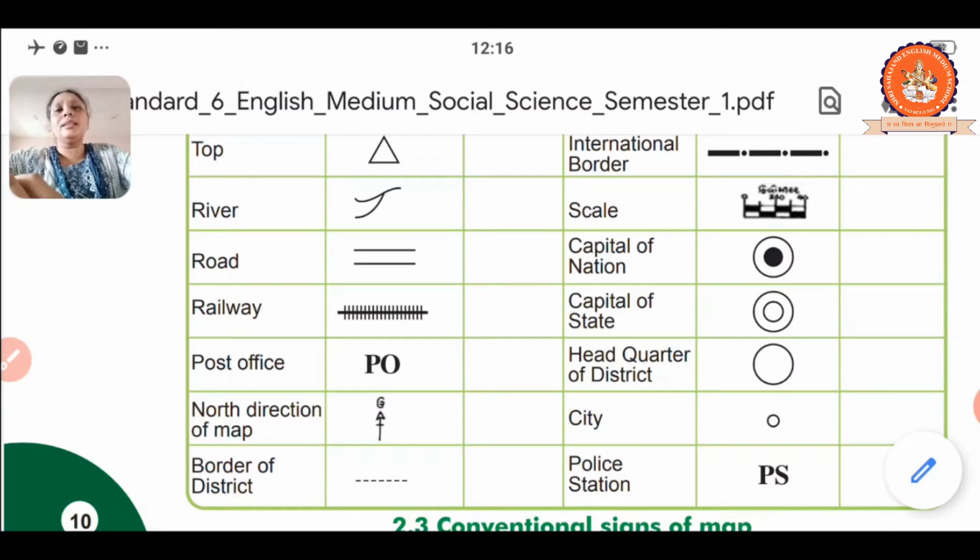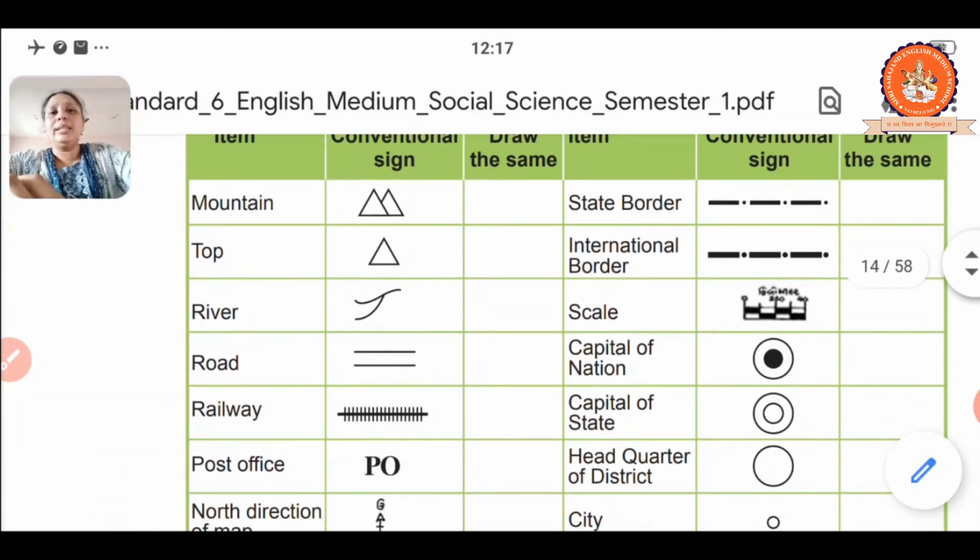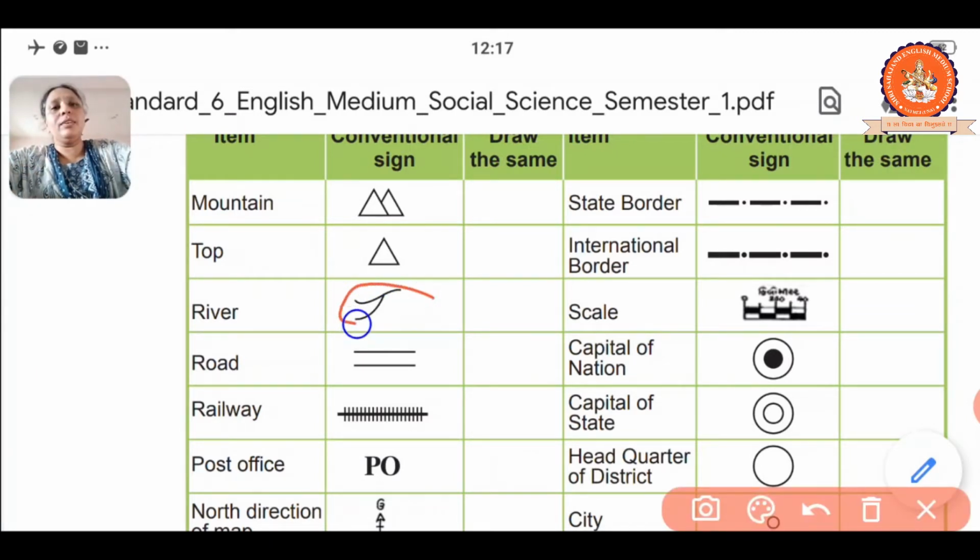So these are the conventional signs. This sign means mountains, and this one is the top of the mountains. This is the river sign, I will show it by the bus. This is a river sign, and that is a road sign.